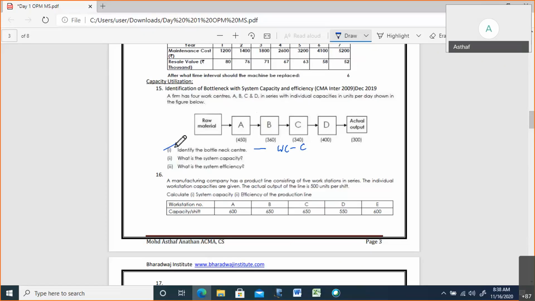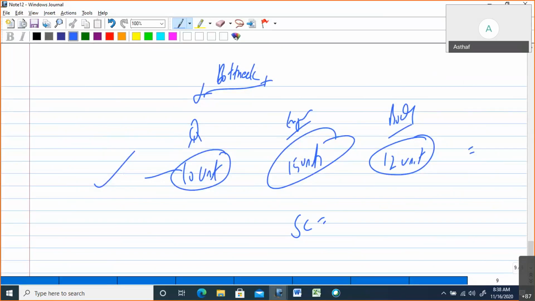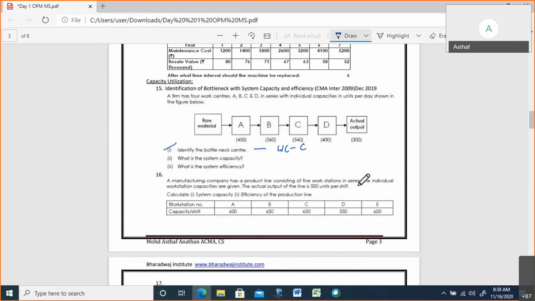See, you can make one lot equal to bottleneck capacity. System capacity is equal to your bottleneck capacity. Your bottleneck capacity, as already many friends were telling, is 340. That is your system capacity.